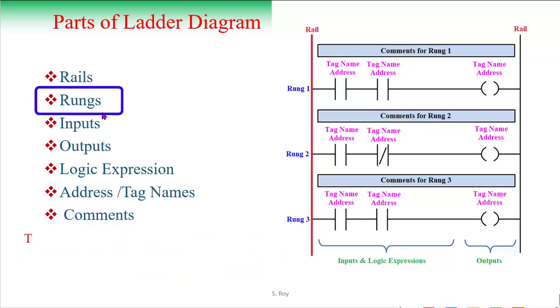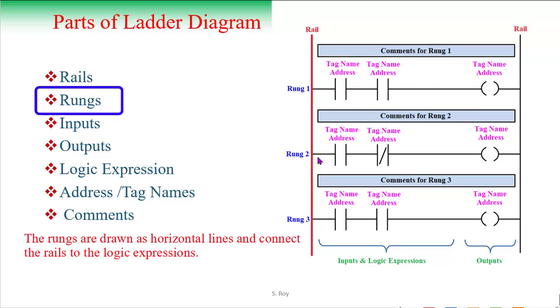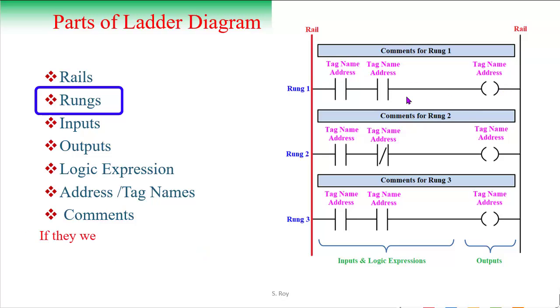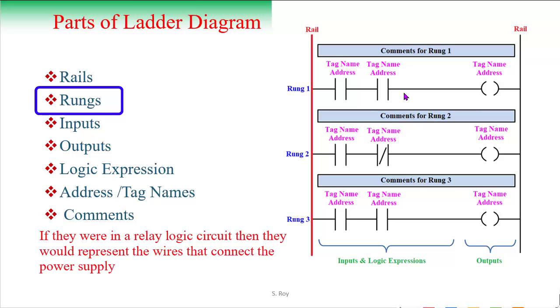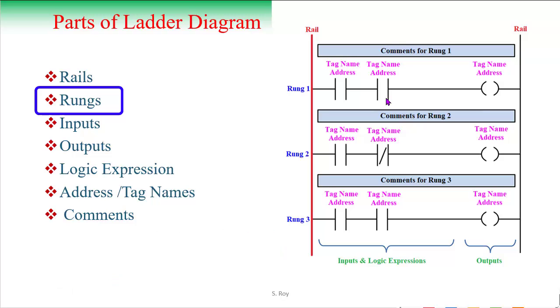Next, rungs. The rungs are drawn as horizontal lines and connect the rails to the logic expression. This is rung 1, this is rung 2, this is rung 3. This connects the rails to the logic expression. This combines the logic expression. If they were in a logic circuit, then they would represent the wires that connect the power supply to the switching and relay components. This output corresponds to the coil of the relay, and these contacts correspond to different contacts of the relay or different input devices.